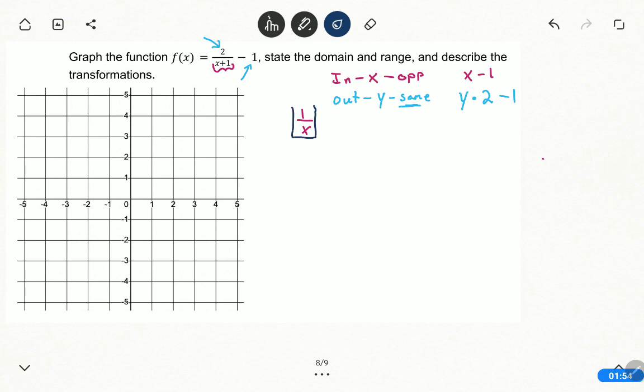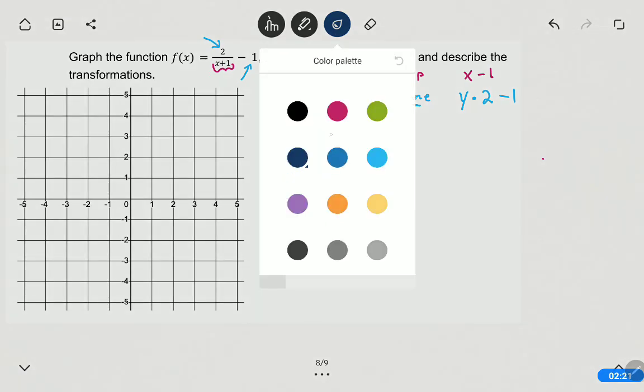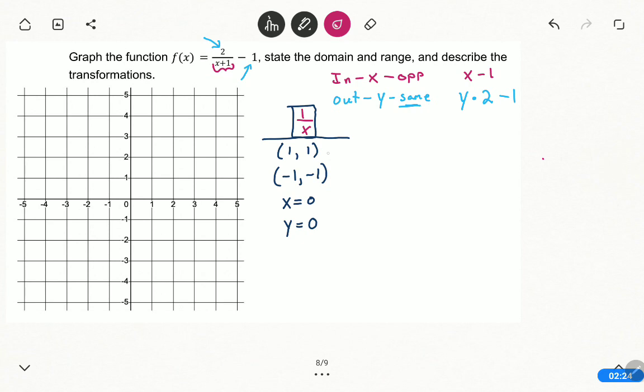So the parent function 1 over x has some key facts that we can use to help us graph it. For instance, it goes through the points 1, 1 and negative 1, negative 1. We could use other points, but those are probably the easiest ones to use. And it also has asymptotes at x equal to 0 and y equal to 0. And that's what the parent function 1 over x typically has for key information. Now we're going to take each of our values here and use our rules for the transformations that we just developed. So our first rule is for x.